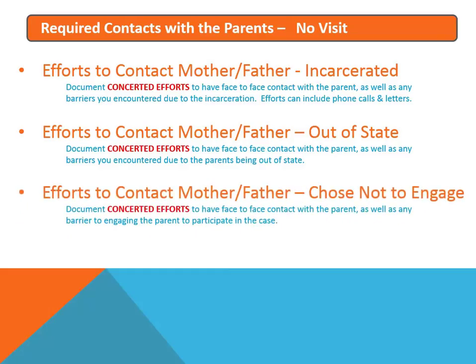The 17th and 18th required contact item types are efforts to contact mother, chose not to engage, and efforts to contact father, chose not to engage. These types of required contacts should be selected when the selected parent is refusing to engage in the case by actively refusing contact with you. Make sure that you document your concerted efforts each month to encourage those parents to participate in the case, as well as how you're going about providing that encouragement. As with previous items, your efforts can include letters and phone calls to the parent.